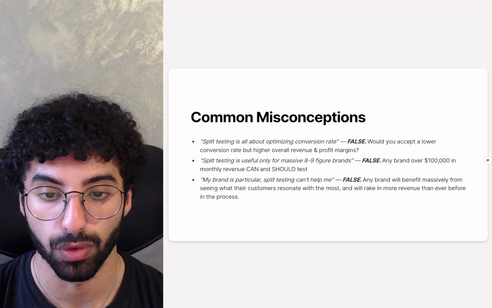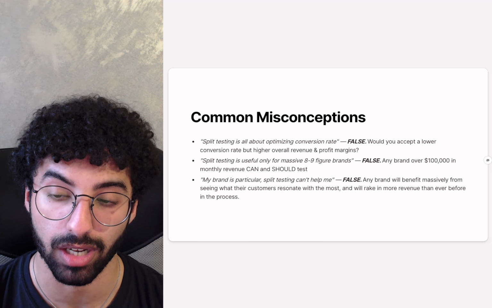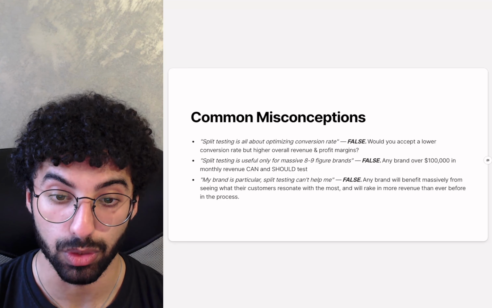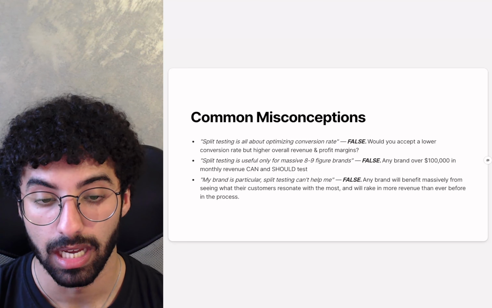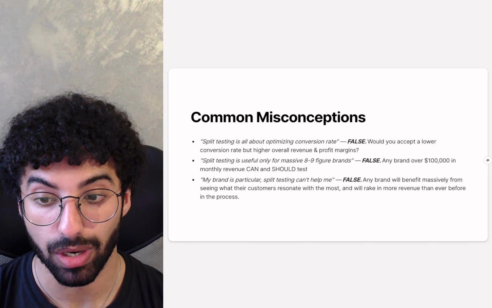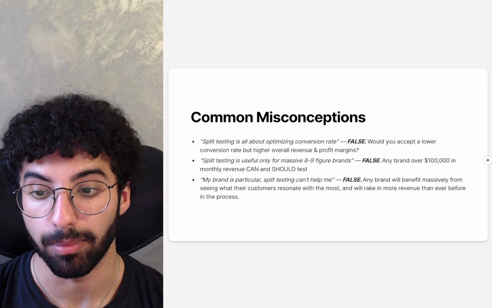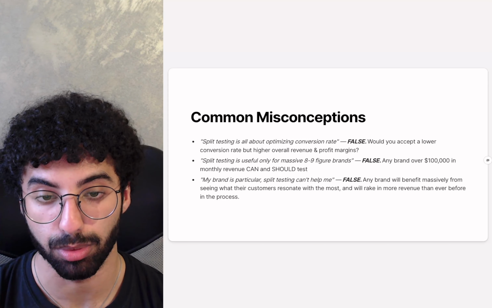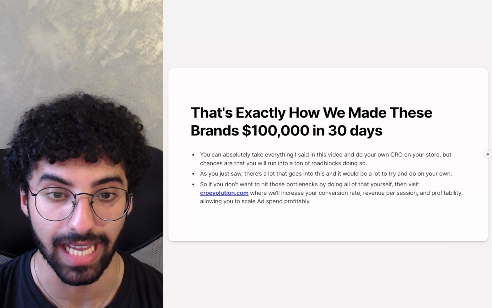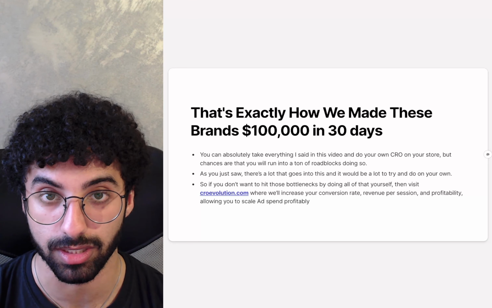Split testing is useful only for massive 8-9 figure brands. This is also false. Any brand over 100,000 in monthly revenue can and should test. My brand is particular, split testing can't help me. This is also false. Any brand will benefit massively from seeing what their customers resonate with the most and rake in more revenue than ever before in the process. That's exactly how we made these brands hundreds of thousands of dollars in just 30 days of working with them.